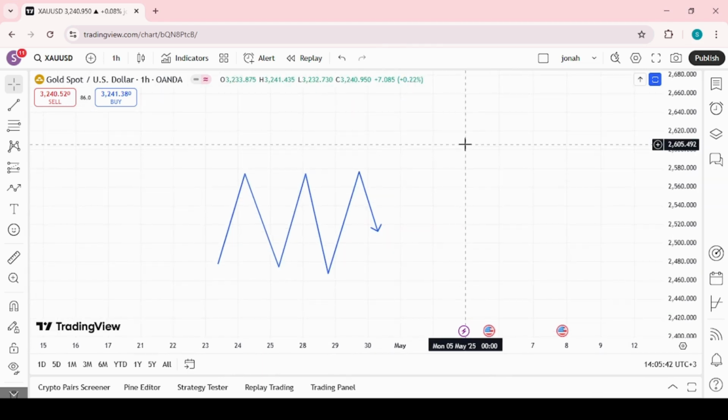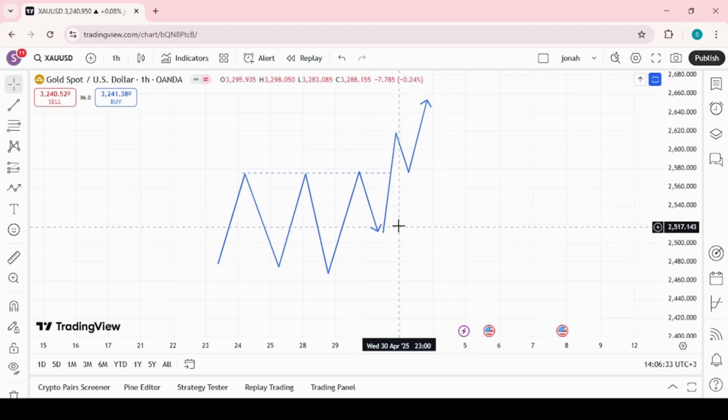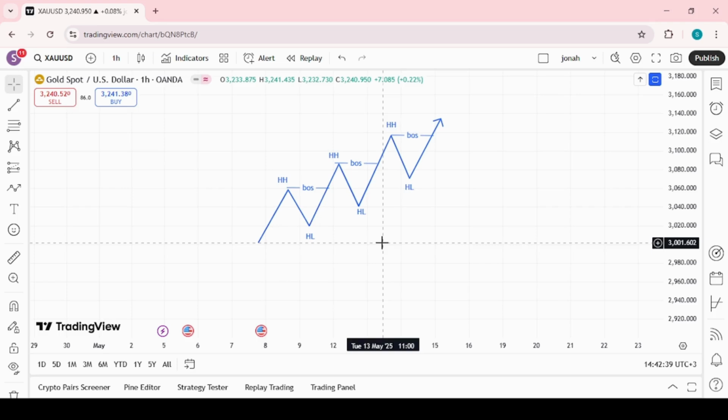The consolidation will not show any clear pattern. It's not good to trade choppy markets. It's better you wait for a clear break of either side, high or low. And this brings us to the break of structure and the change of character.